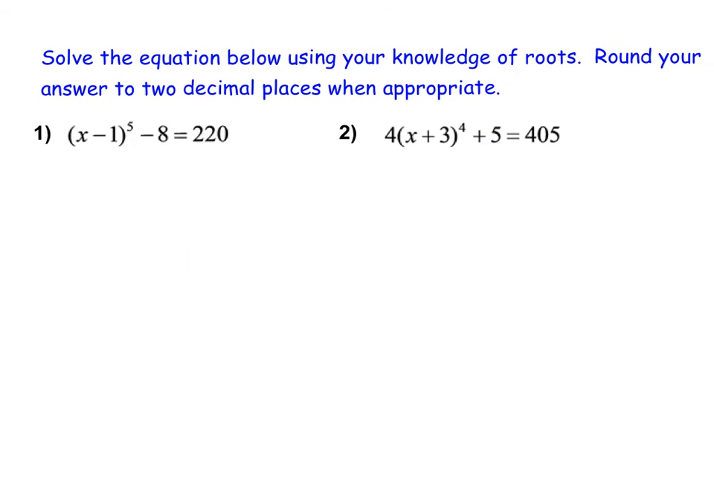3,120. So for these two problems here, we're going to apply the same idea that we applied on the previous slide, but you'll notice the problems look slightly different. You'll notice that we have an entire quantity, so in this case, x minus 1 to the power of 5, and here we have x plus 3 to the power of 4.